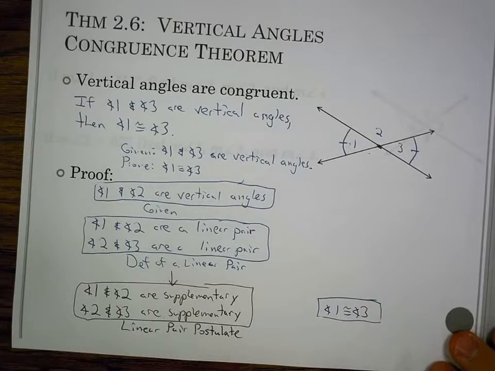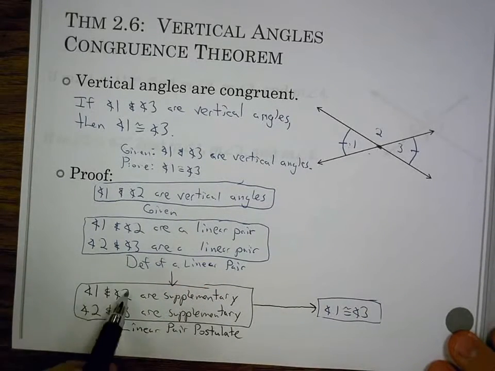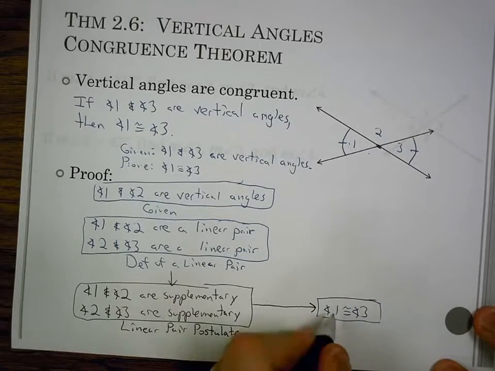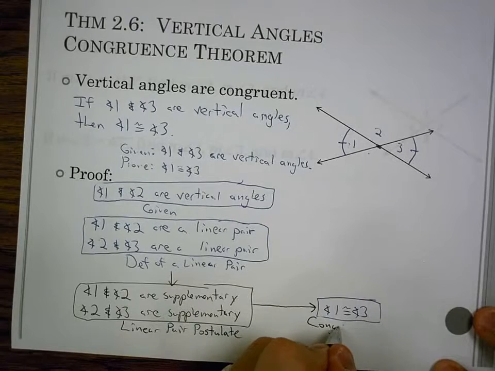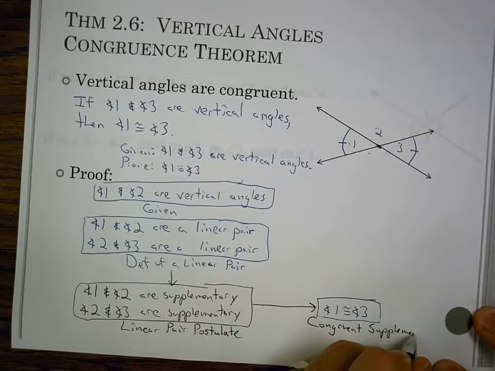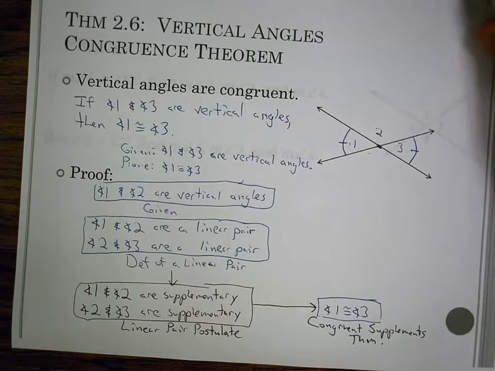I still need to get from here to angle 1 is congruent to angle 3, and that's actually another theorem we've talked about today. Notice how 2 is in both of them. If 1 and 3 have the same supplement, or they're supplementary to the same angle, then they are congruent. That is our congruent supplements theorem, which gets us to the fact that vertical angles are congruent. And that's going to be a big one we are going to use often.